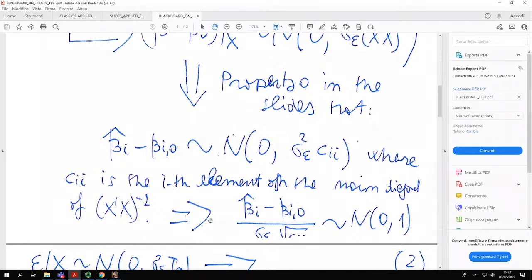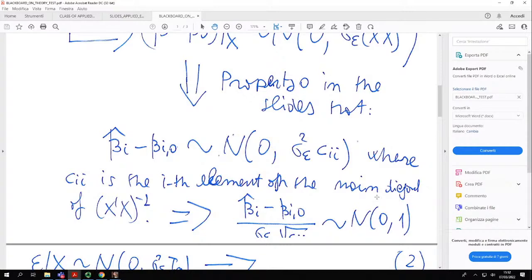One implication is that we are able to standardize. If we have a scalar normal, and we divide the numerator by the square root of the variance, we get a normal 0, 1. Okay?